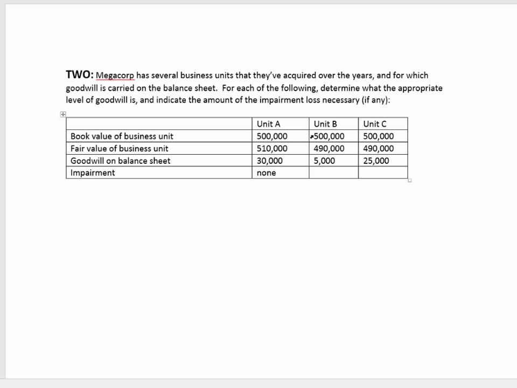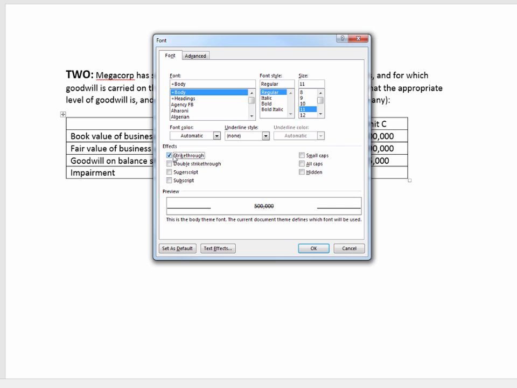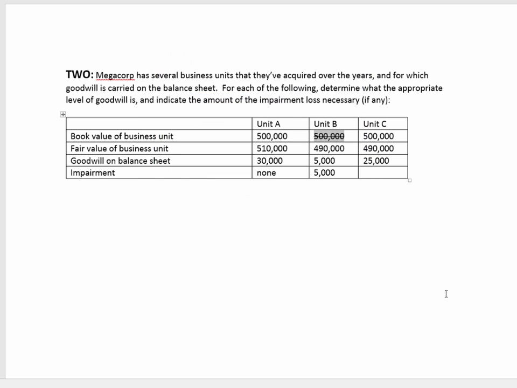In Unit B, the book value is $500,000, the fair value is $490,000, so we need to write down the goodwill. We need to reduce the book value or the carrying value because it is greater than the fair value. If we could, we'd like to write the book value down to $490,000, but we've only got $5,000 of goodwill available to impair, and so we'll go ahead and write off the entire $5,000 of goodwill. That'll bring our book value down from $500,000 down to $495,000, but basically we have to stop because we can't write goodwill down to less than zero, obviously.